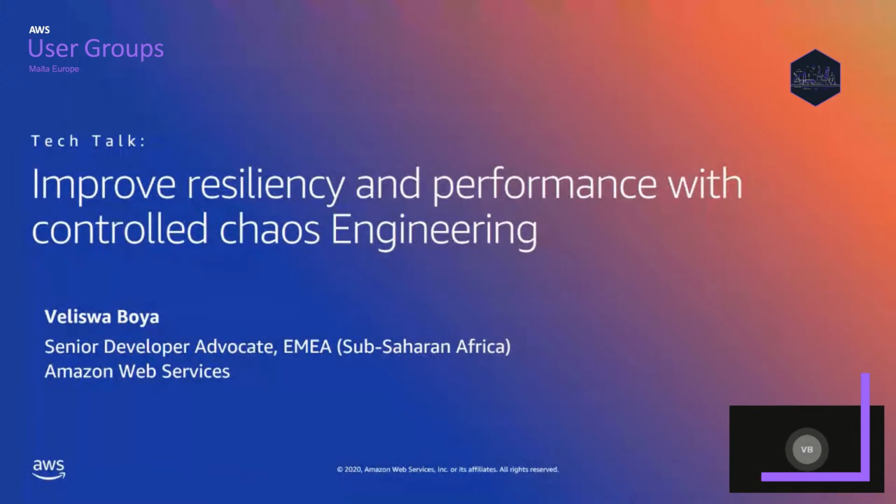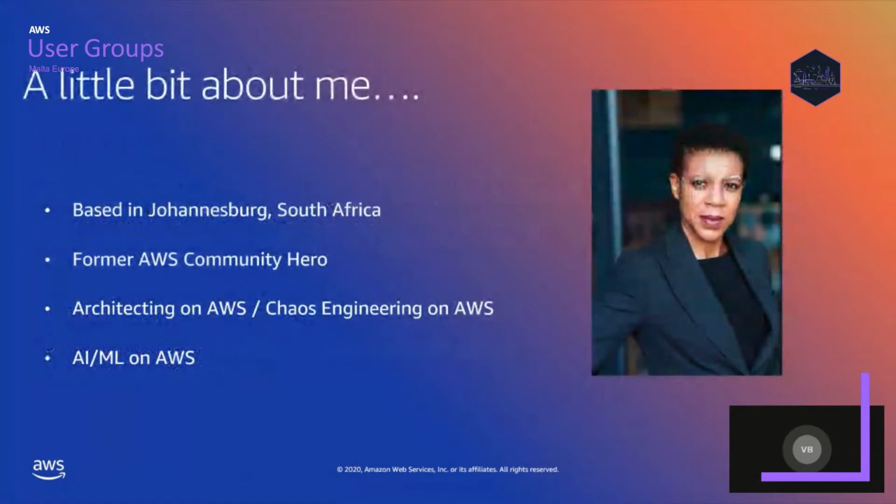We're going to look at how to improve resiliency and performance of your applications with controlled chaos engineering, and I think controlled is actually the key word in the whole definition. I'm Veliswa Boya, a senior developer advocate at AWS. I am part of the EMEA team, but I look after sub-Saharan Africa. I'm based in Johannesburg, South Africa. There's a photo of me because there's no camera. I was an AWS community hero, the first woman in Africa to be named a hero. It still remains the biggest honor, I always say.